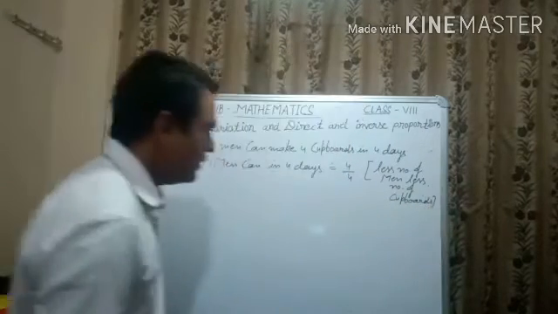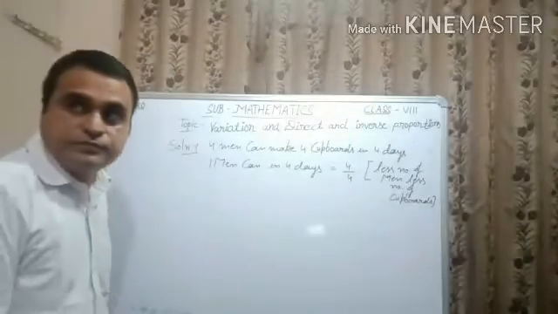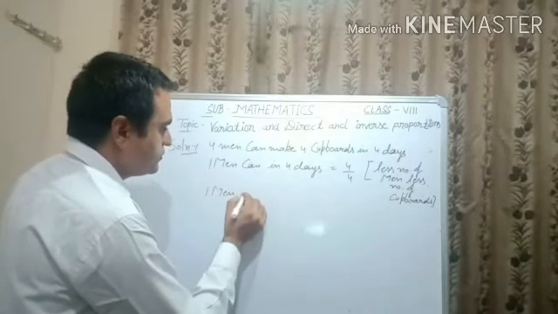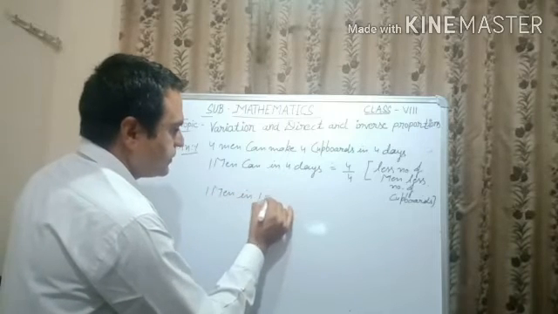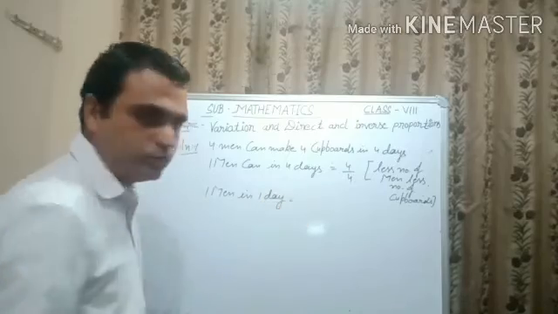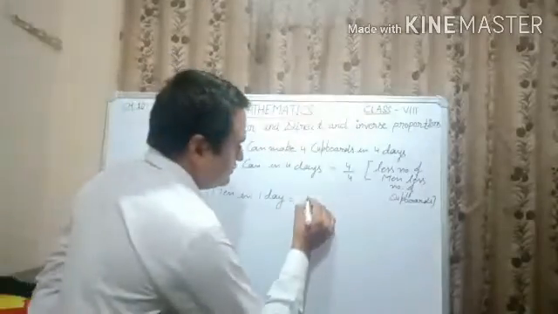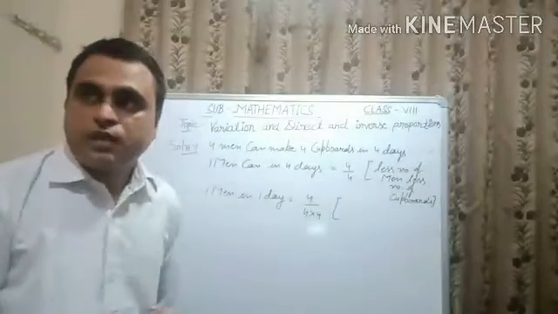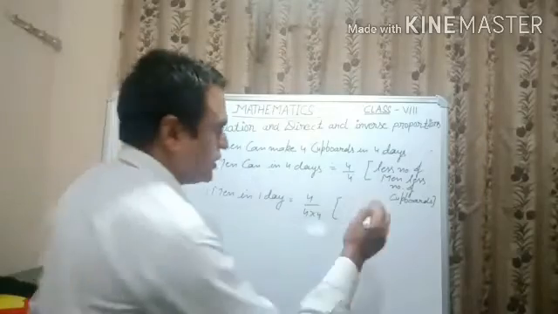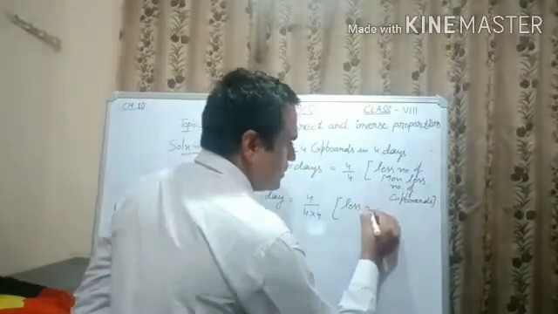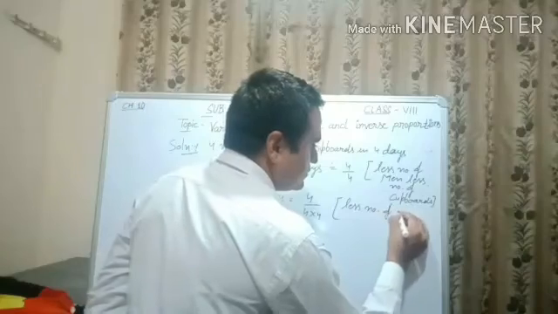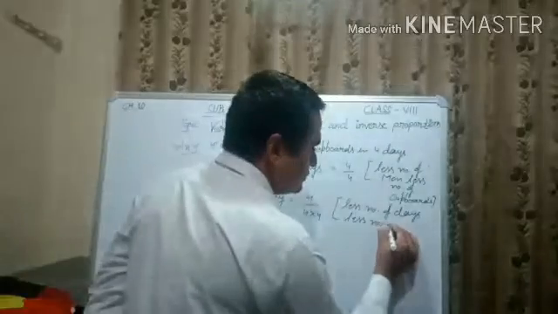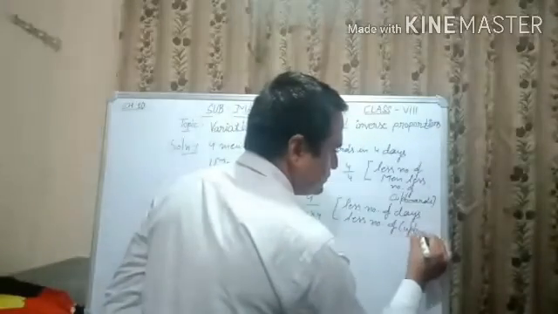Okay, now one man in one day equals 4 upon 4 multiplied by 4. It means less number of days, less number of cupboards. Less number of days, then less number of cupboards.